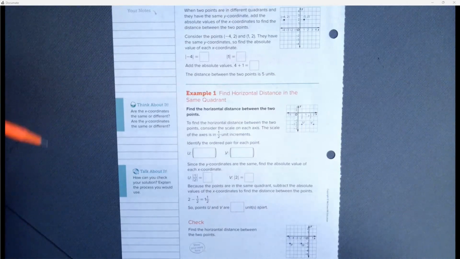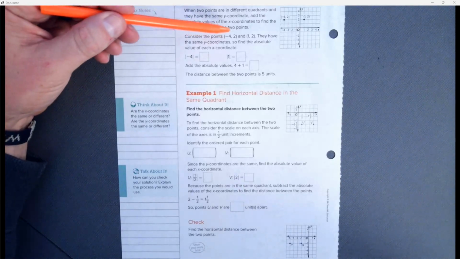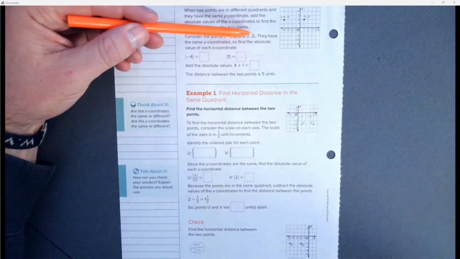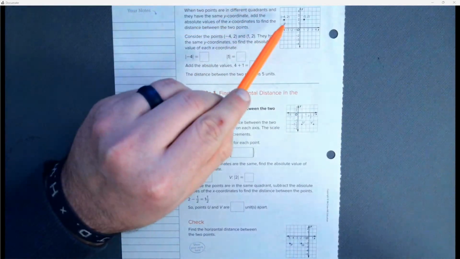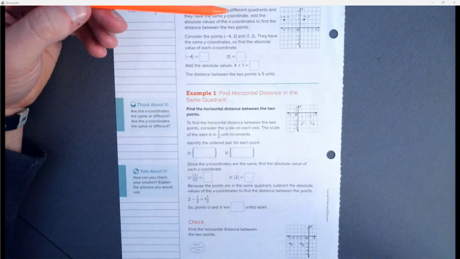Continuing on page 254, when 2 points are in different quadrants and they have the same y coordinate, add the absolute values of the x coordinates to find the distance between the 2 points. So we have -4, 2, and 1, 2. They have the same y, but different x's. And we see that they're in different quadrants. So we're going to take the absolute value of their x value and add them together to find the distance.